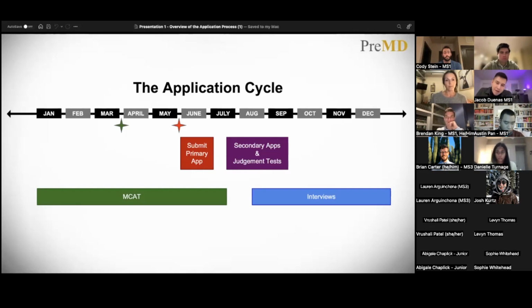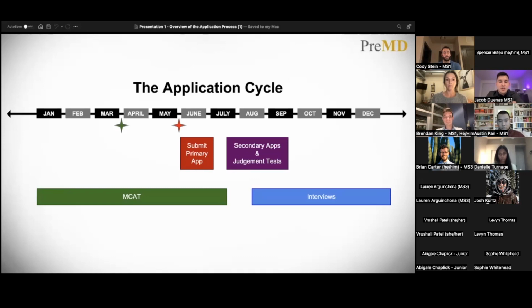But the primary application for AMCAS opens in June, and that's the big first deadline to be aware of. There's a lot of work that comes before that point, which we're going to go over later in this presentation. Usually it opens late May, early June. The biggest piece of advice that I got when I was applying was to try to get your application in early. Don't sacrifice the quality of your application, but definitely keep that early June deadline in mind.